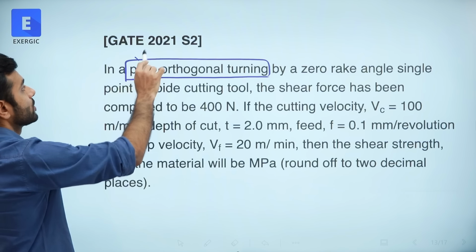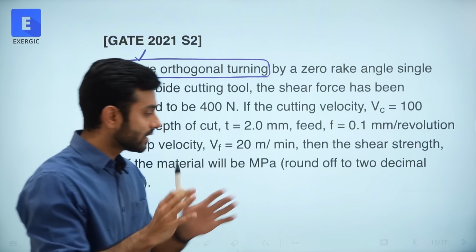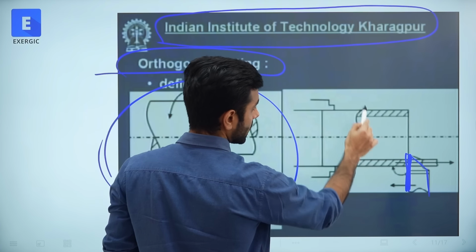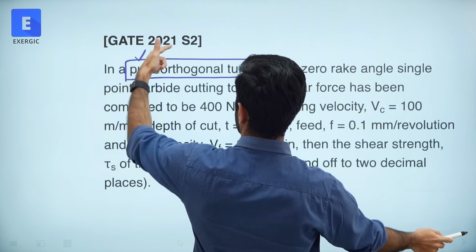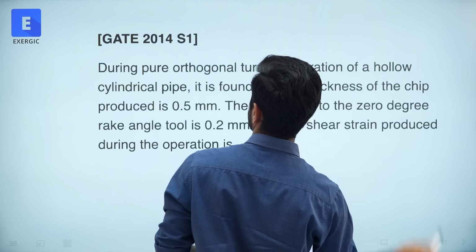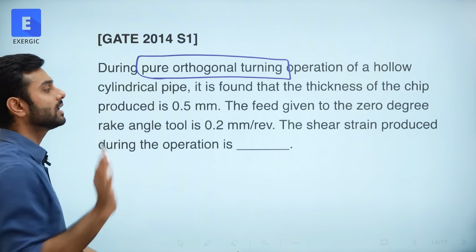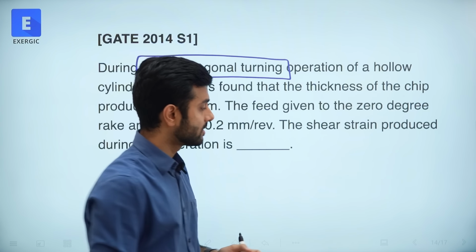So, as I was telling you, pure orthogonal cutting, true orthogonal cutting, ideal orthogonal cutting, all of these names refer to this specific case. Now, one example of pure orthogonal cutting is pure orthogonal turning, right? This specifically is telling you about that situation when lambda is 90, side cutting edge angle is 0.